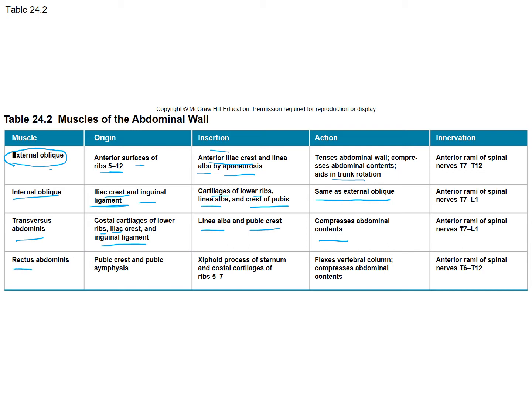Okay, and finally the rectus abdominis. The origin will be the pubic crest and pubic symphysis. Okay, and the insertion will be the xiphoid process of sternum and costal cartilage from 5 to 7. Hopefully you remember where the pubic crest and the pubic symphysis are, right? Pubic symphysis, this is the connection between the two pubic bones. Okay. Action will be flexes vertebral column, compresses abdominal contents.